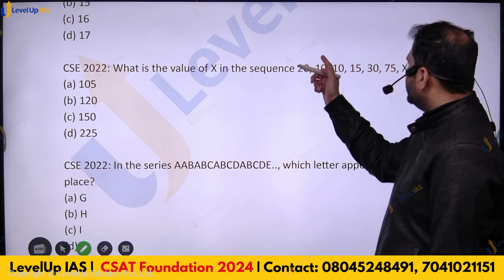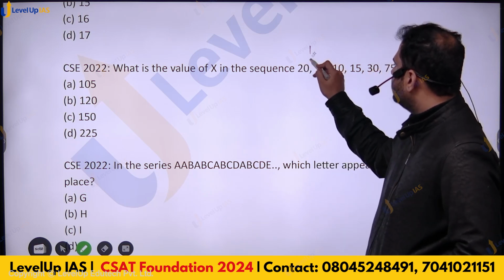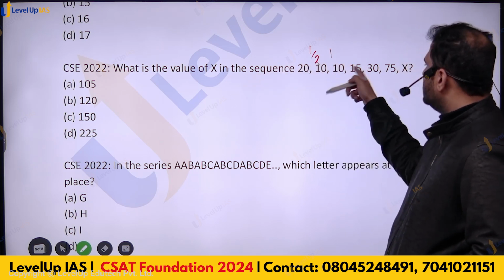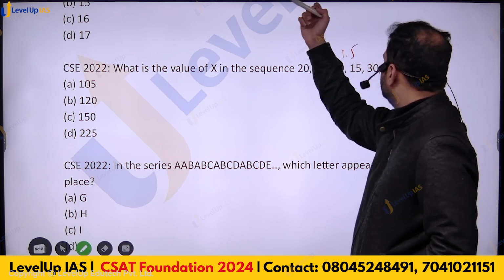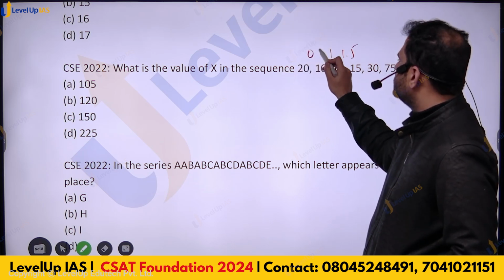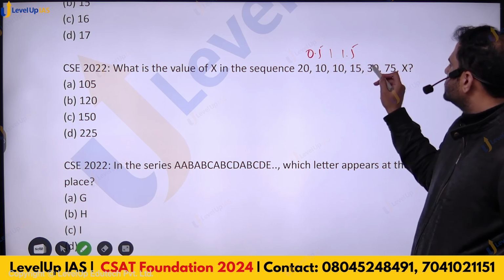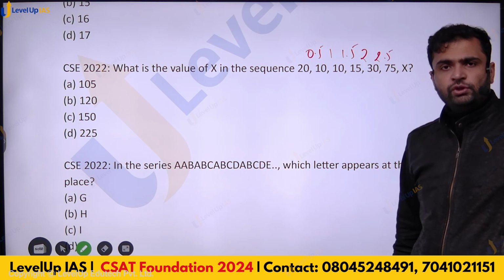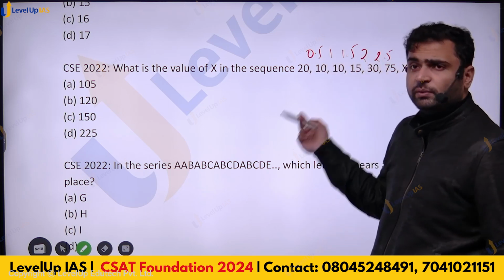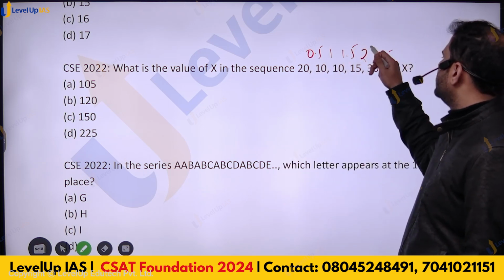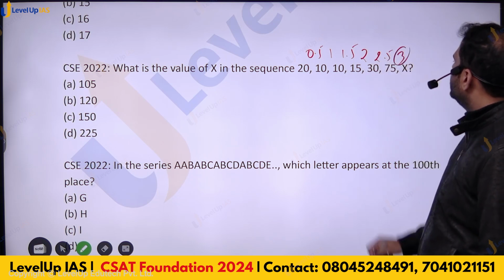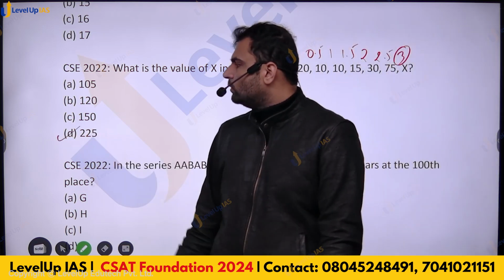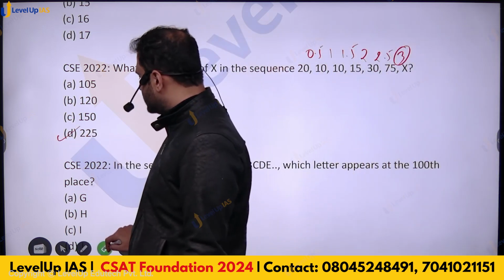consecutive terms. If you take the ratio, the ratio is half, this is 10 by 20, this ratio is 1, 10 by 10, this is 1.5, half I can write as 0.5 as well, this is 2, this is 2.5. You see that the ratio is increasing by 0.5 each time: 0.5, 1, 1.5, 2, 2.5, the next number would be 3 in the ratio. So 75 into 3 is the answer, which is 225. That is how you find this answer.